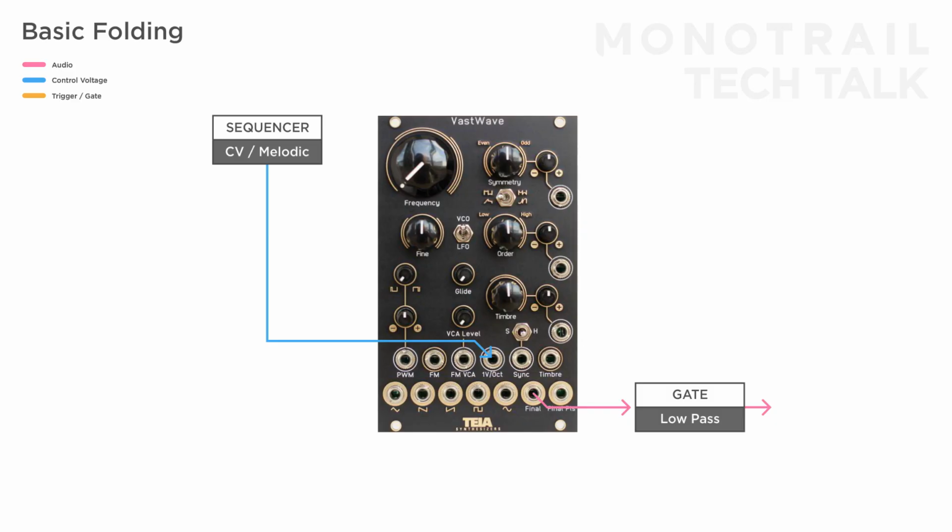Because the Timbre section has an external input, you can manually patch other waveforms into the folder. I really like the harmonics the folder adds to a saw wave, for example. With some slow modulation to the timbre, it can create lovely organ-style sounds.